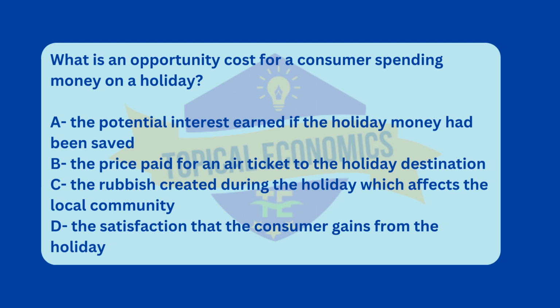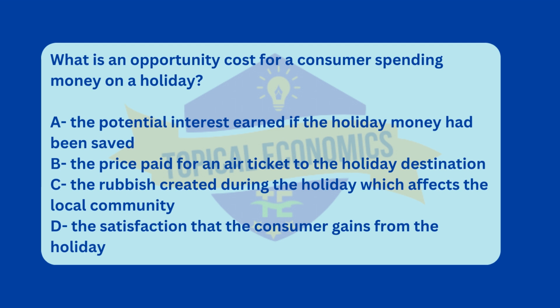If the consumer had chosen to save the money instead of spending it on a holiday, they could have earned interest on those savings. The opportunity cost here is the potential interest they could have earned from saving that money, which is a missed opportunity because they chose to spend it on a holiday instead. Analyzing the other options. Option B.